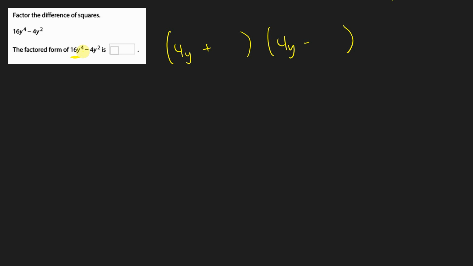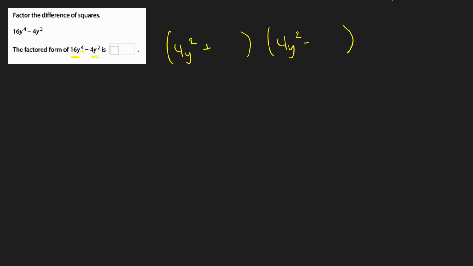And by the way, notice that the exponent is to the fourth. So I'm going to put 4y squared, because remember, when I FOIL this out, first times first, 4y squared times 4y squared is going to be 4 times 4, which is 16. Y squared times y squared, add the exponents, 2 plus 2, that's y to the fourth, right?